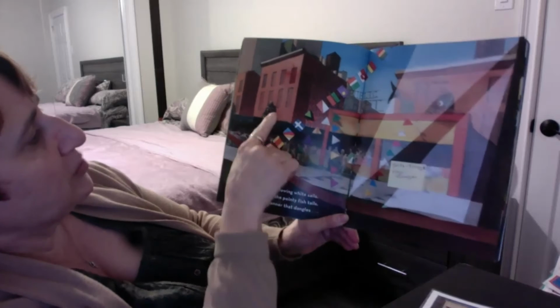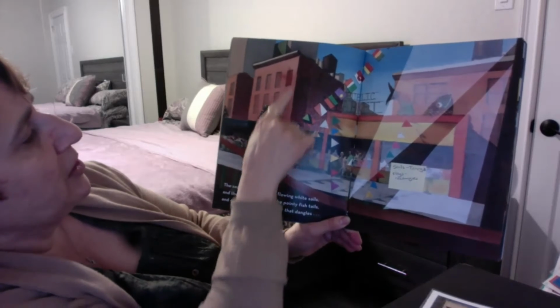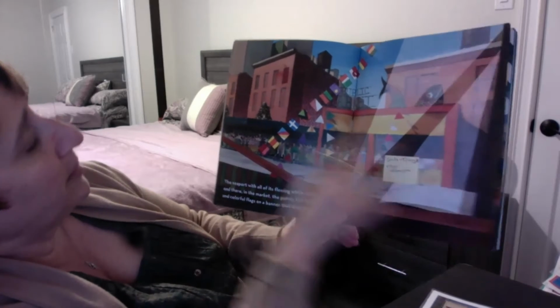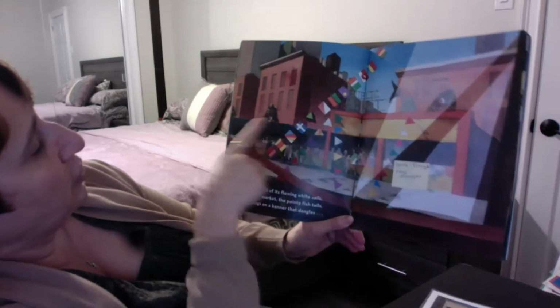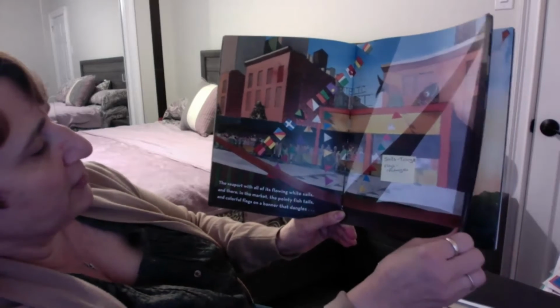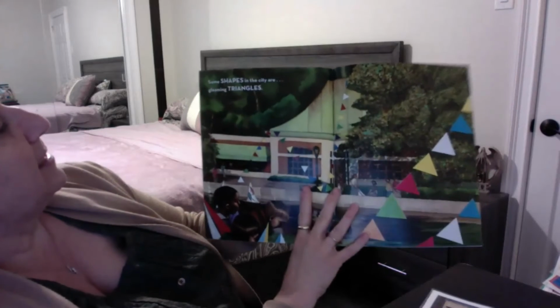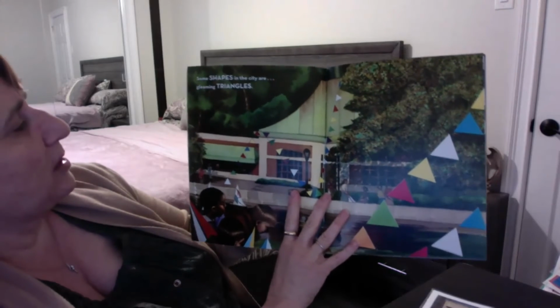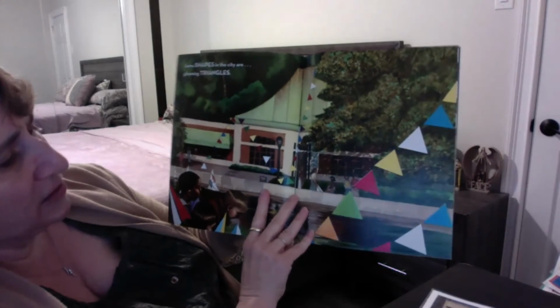So many shapes. These windows on this building are triangular. Rectangular. The tree over there, I believe there's a tree in the background. That's triangular. Let's see. Some shapes in the city are gleaming triangles. Do you see them? I do. Do you?